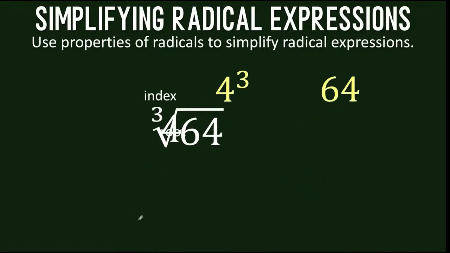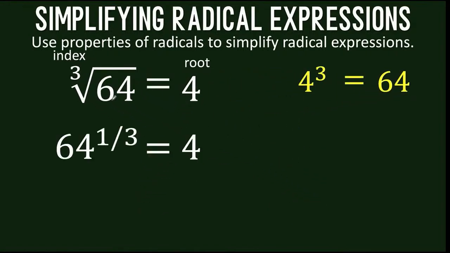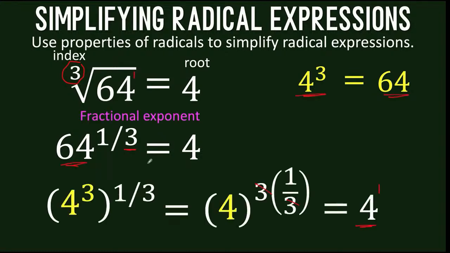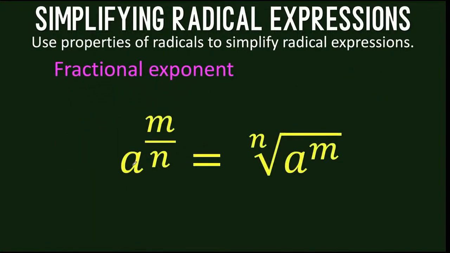Now, in fractional exponents, it looks like this. The cube root of 64 is equivalent to 64 raised to 1/3. Take note that this index of the radical becomes the denominator of the fractional exponent. The numerator of the fractional exponent is whatever exponent is here. To state that formally, we now say that the base a raised to the fractional exponent m over n is equal to the nth root of a raised to m. Notice again that the denominator becomes the index of the radical, and a raised to m becomes our radicand.